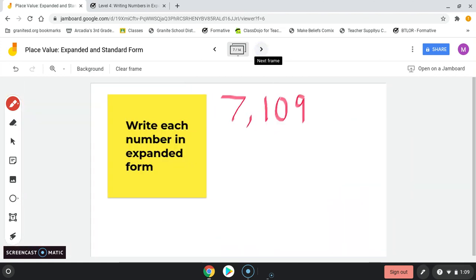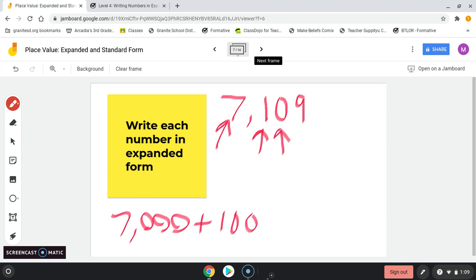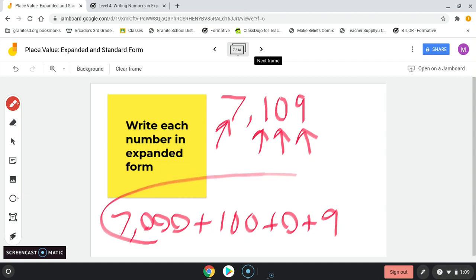Okay, 7,109. So start with your largest, which would be your 7 in the thousands. So you have 7,000 plus 100. You have 0 tens, so you don't need to worry about it. You could do this plus 0, but that's just kind of a waste of time, in my opinion. So I wouldn't do it, but you can. And then you just go into your ones. So I have 9 ones. Okay, so 7,109 in expanded form looks like that.